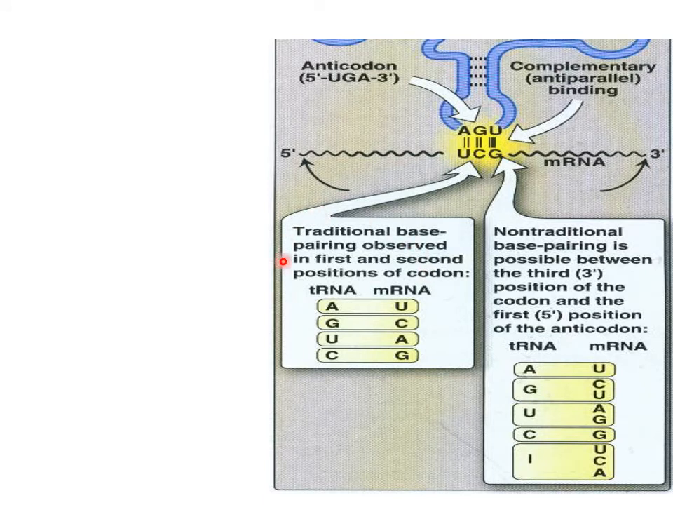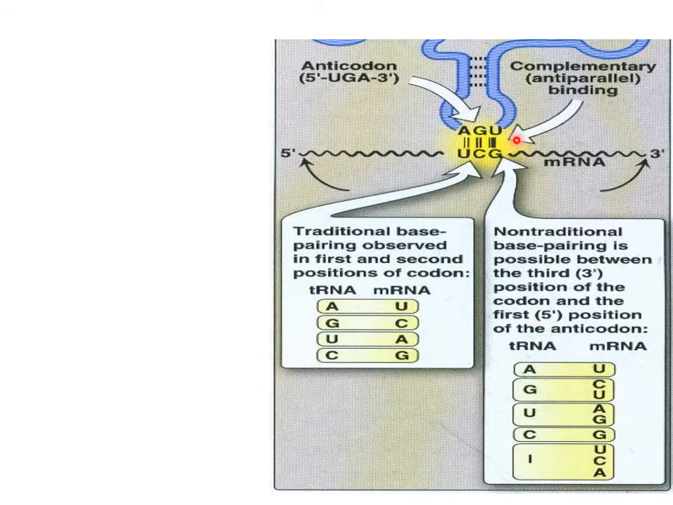So we have this box over here showing the traditional base pairing between the codon and the anticodon. A base pairs with U, G base pairs with C, U base pairs with A, and C base pairs with G. So this is the Watson and Crick rule of base pairing. Whereas in case of this degeneracy, because of the third nucleotide of the codon and the corresponding nucleotide of the anticodon, the base pairing may not be strictly by Watson and Crick. So a nucleotide at this position can base pair with more than one base of the codon, and it is not strictly by Watson and Crick.